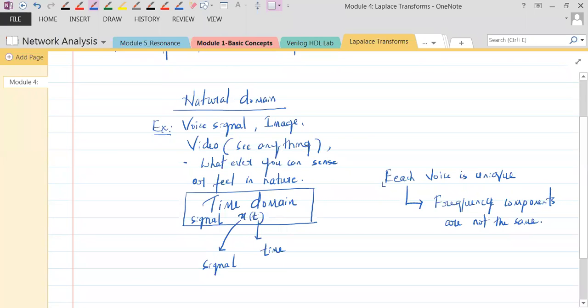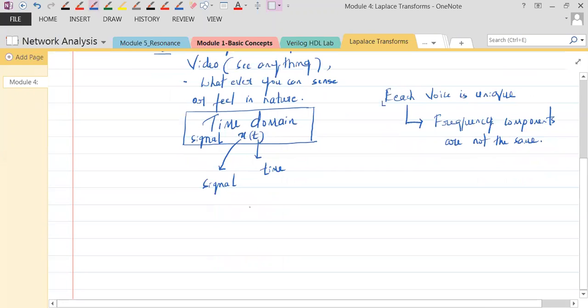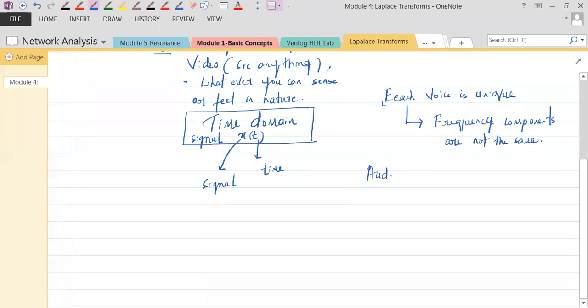What is audible range? Audible range is, everybody understand this, the audible range of the voice signal. If you have heard, it's 20 hertz to 20 kilohertz, they say.